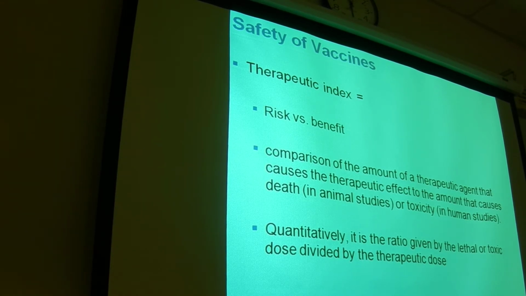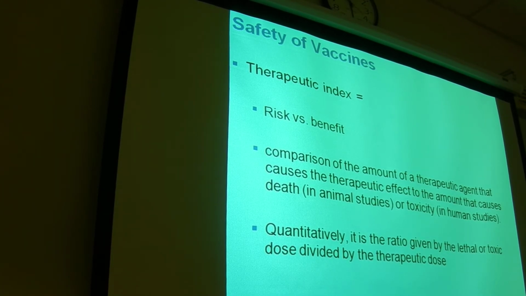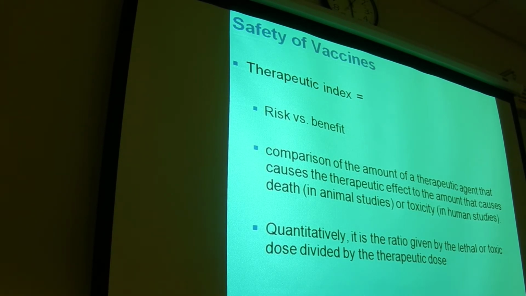So the ratio is given by the lethal or toxic dose divided by the therapeutic dose. Let's say, if we're talking about a concentration, it takes 100 nanograms of a vaccine to cause disease, but it only takes 1 nanogram to make somebody immune, to give an immune response. So the therapeutic index would be 100, right? 100 divided by 1. Meaning it takes 100 times more dose than what you need to be a useful vaccine to actually cause someone to get sick. Okay, does everybody get that?